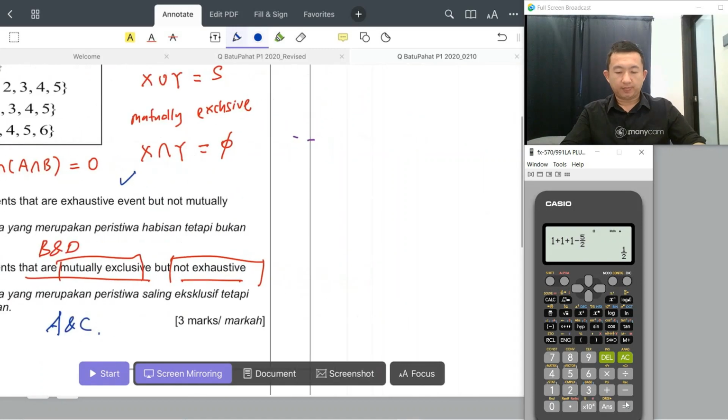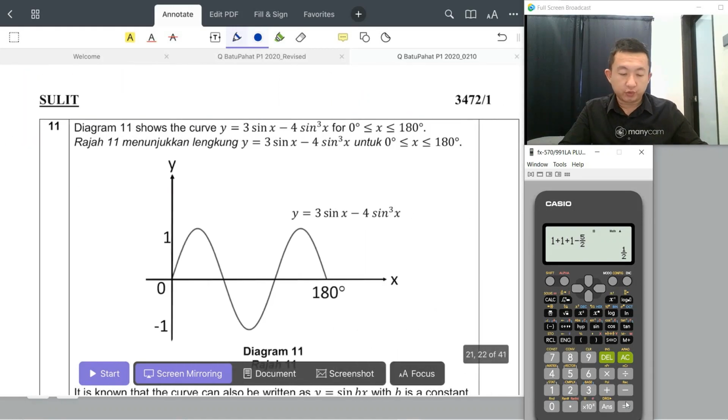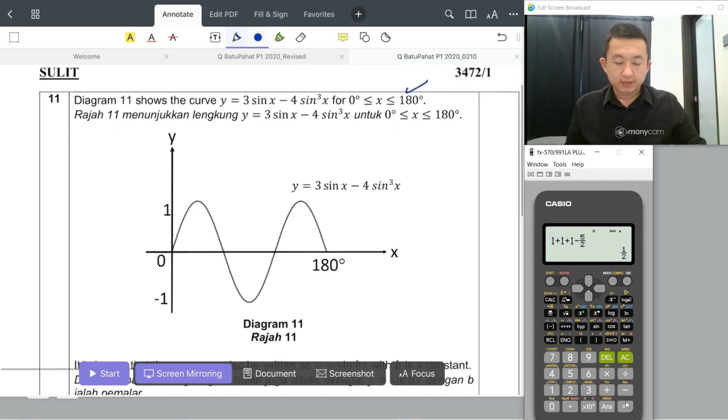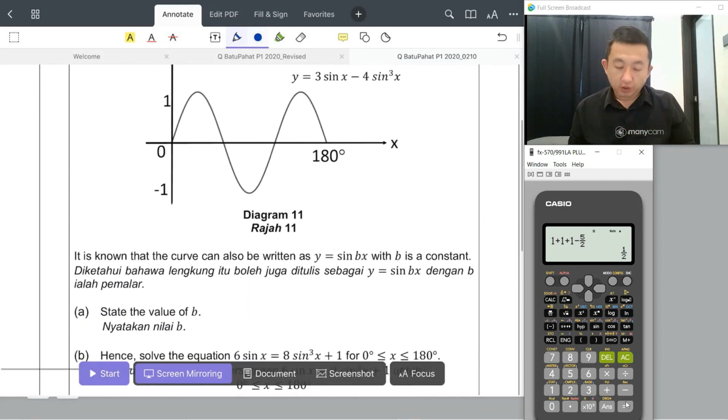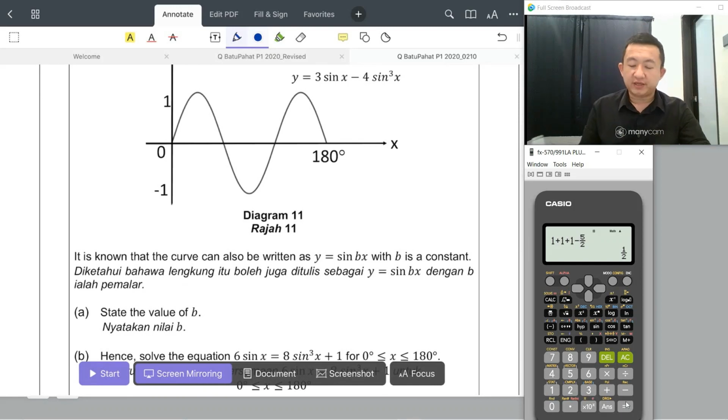Okay, then we move on to 11. Diagram 11 shows a curve of y equals 3 sin x minus 4 sin x for 0 to 180, only to 180, and then this is the graph. It's also known that the graph can be written as y equals sin bx. Remember, y equals sin bx.